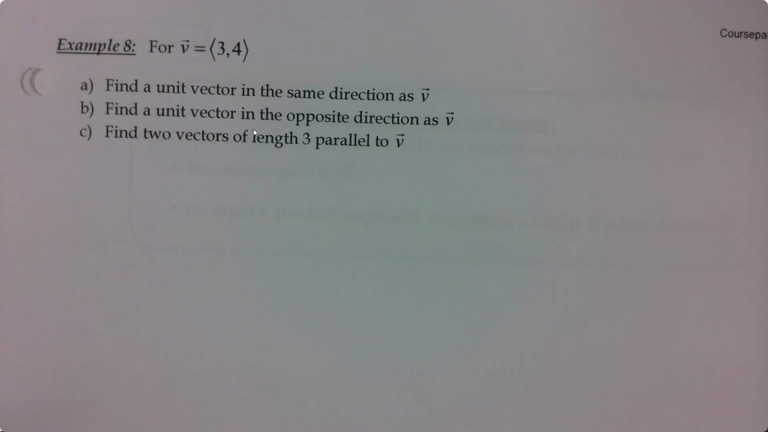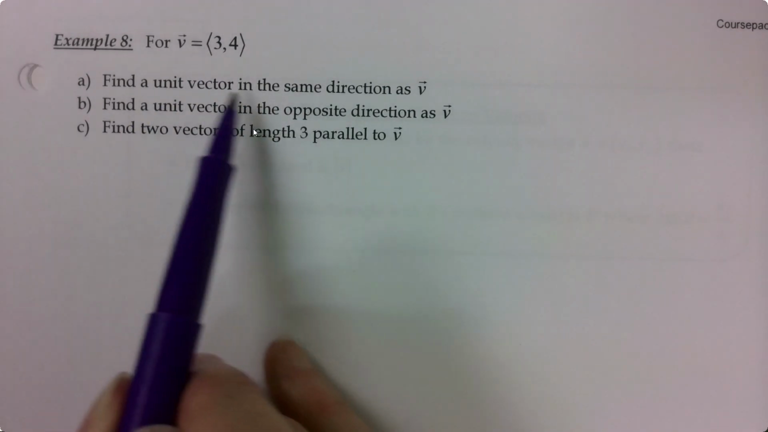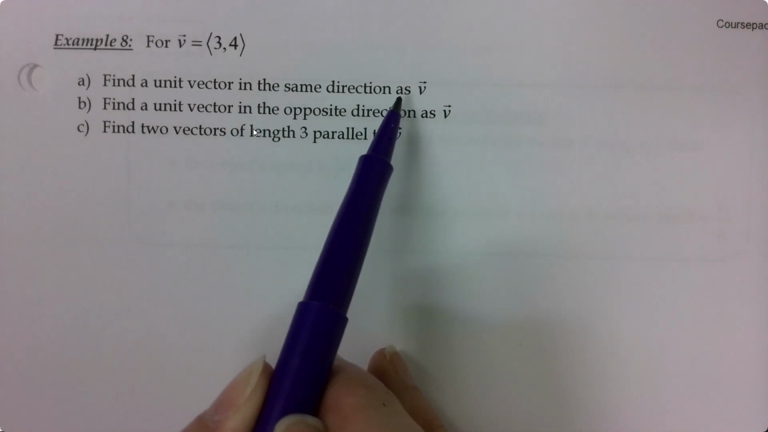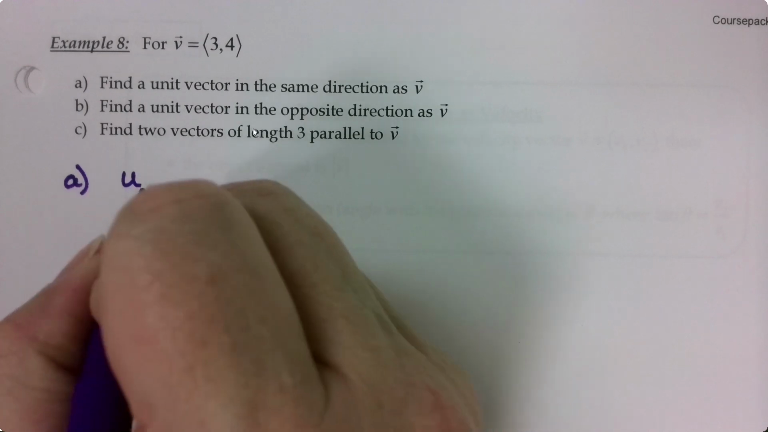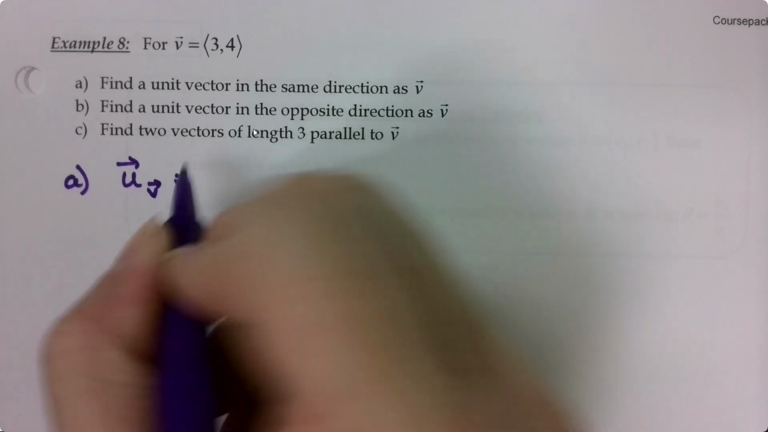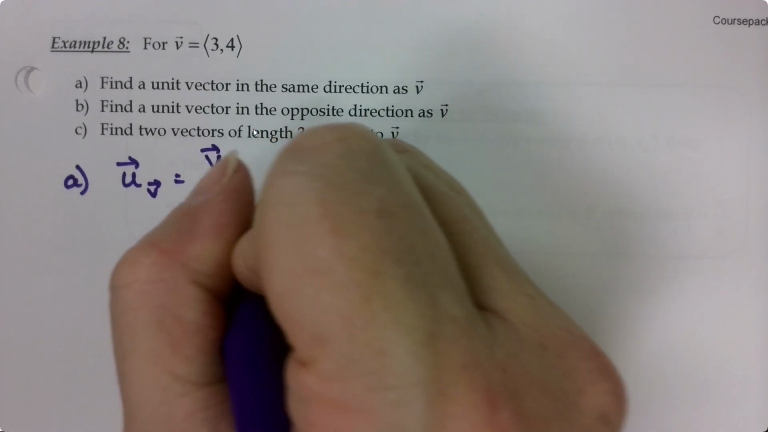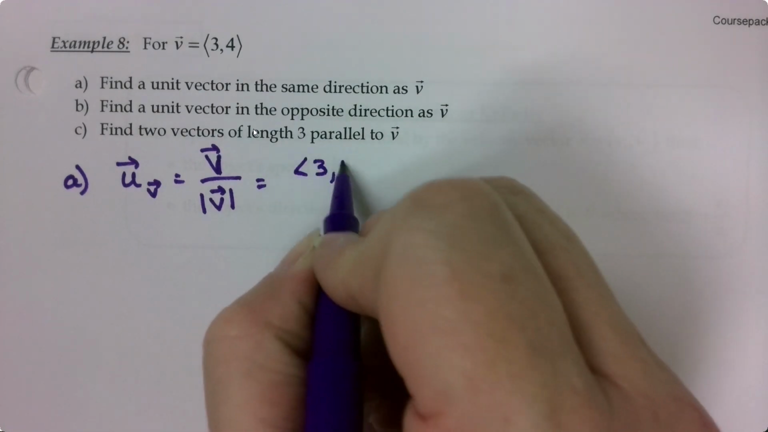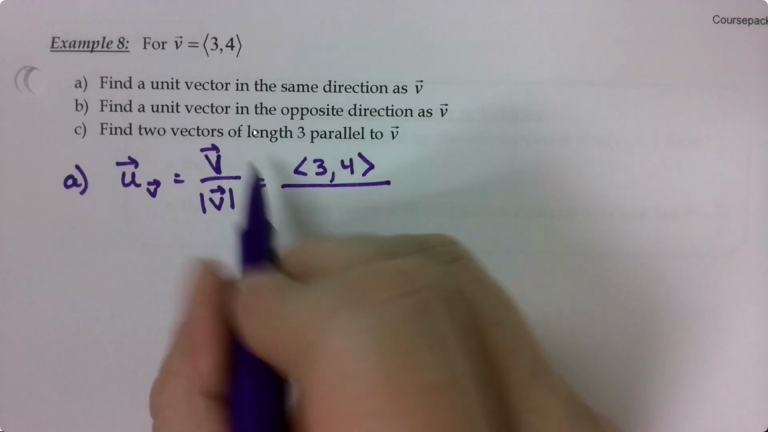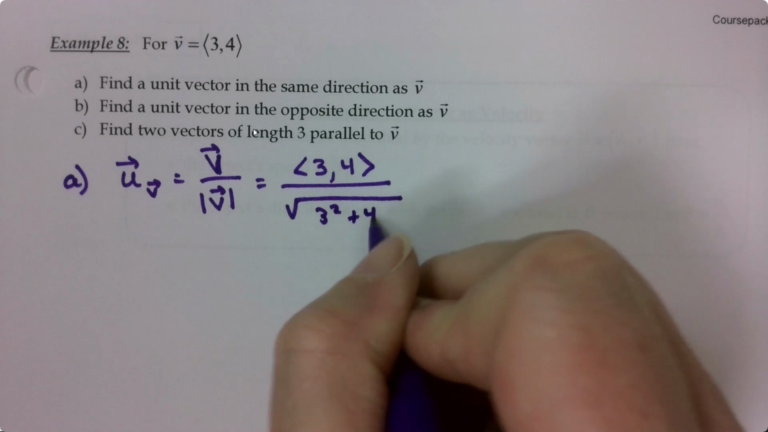So let's apply what we were just learning about the unit vectors to another problem. So we have vector v, which is (3, 4). We want to find a unit vector that's in the same direction as v. All right, so part A, the unit vector in the same direction as v would be vector v divided by the magnitude of vector v. Okay, so that's (3, 4) divided by, and I'm actually going to do the magnitude calculation right here. So 3 squared plus 4 squared.